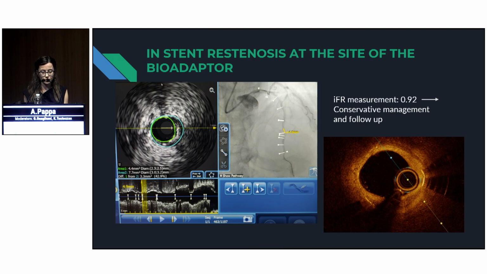and at the site of the tightest lesion, there was a degree of 42.9 in-stent restenosis. And we further evaluated that functionally with IFR measurement, which was 0.92. So we decided to go with conservative management and not further proceed to any interventions and follow up the patient.